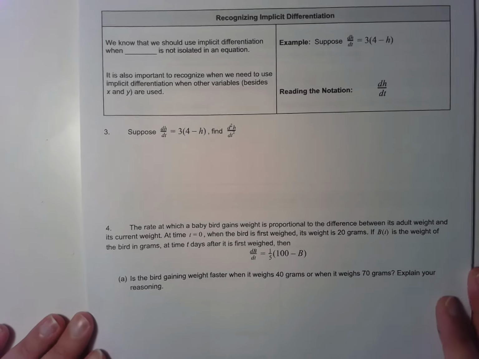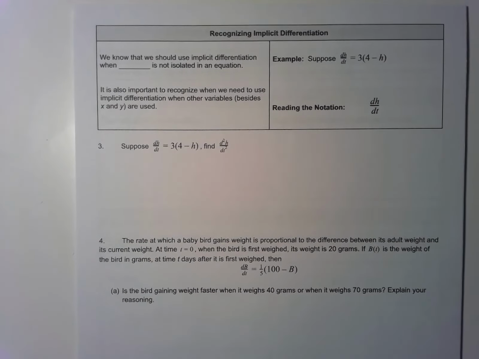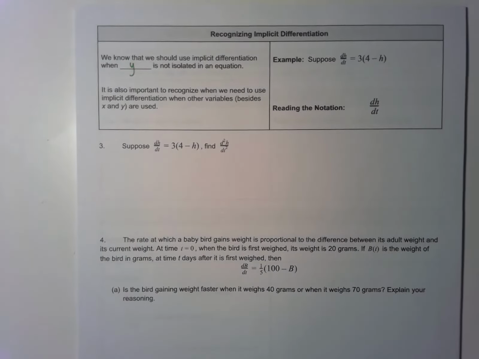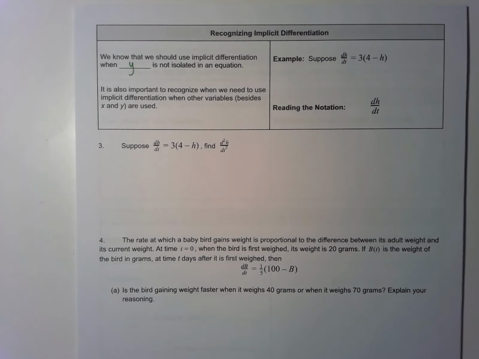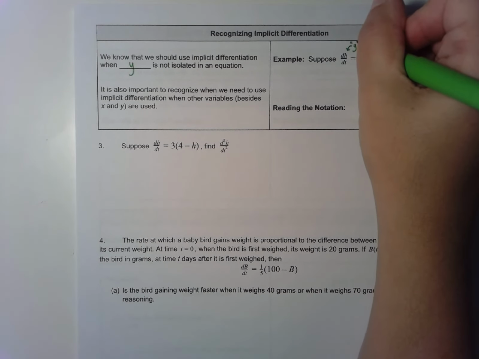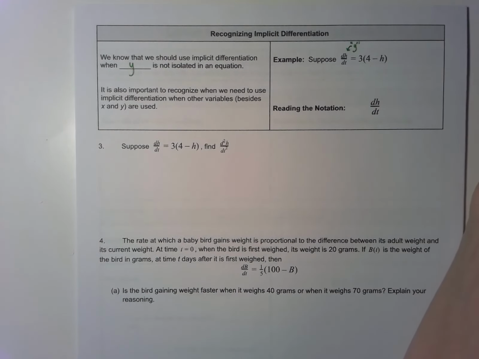All right, last but not least, let's talk about problems that have different variables. So we know that we should use implicit differentiation when the y is not isolated. But it's also important to recognize when we need to use implicit differentiation when other variables besides x and y are used. So oftentimes, these problems are going to be presented in a context. For example, h in this problem might stand for height over time. If you look at this equation, you can tell that in this problem, the output variable, or the y, is the letter h because it's on the top.